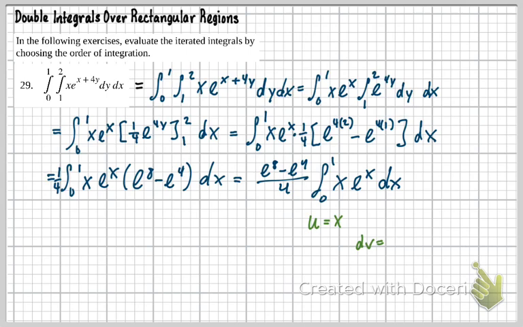So when I look at this, it's a multiplication, there's my times there. So my polynomial should be my LIATE, so to speak, and that's the A. And the A comes before the exponential. So therefore, my u is going to be the x, and my dv is going to be the e^x dx.